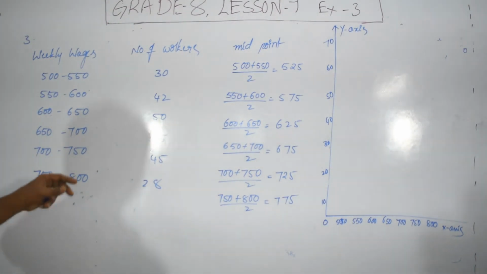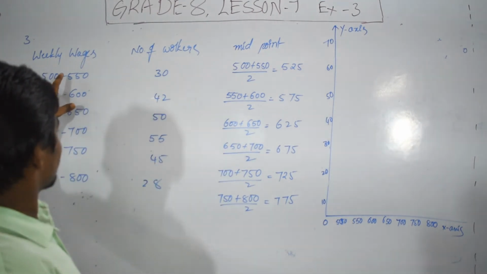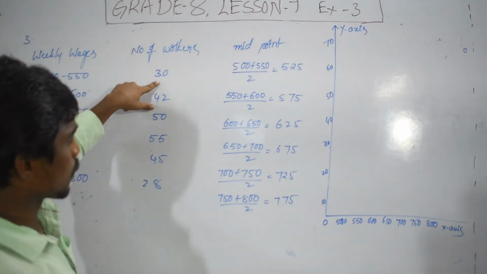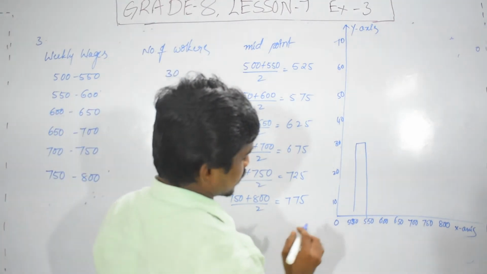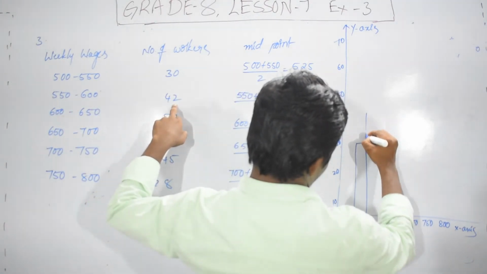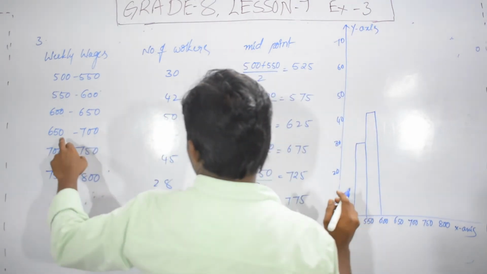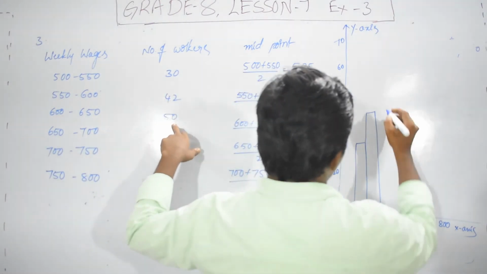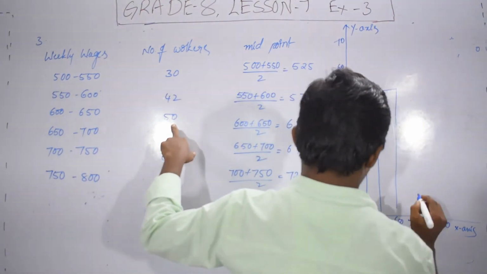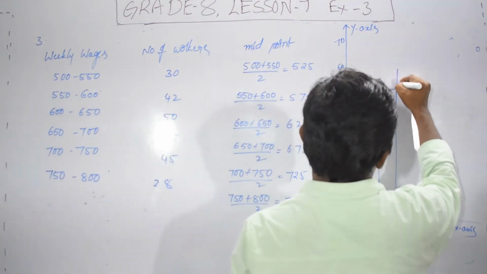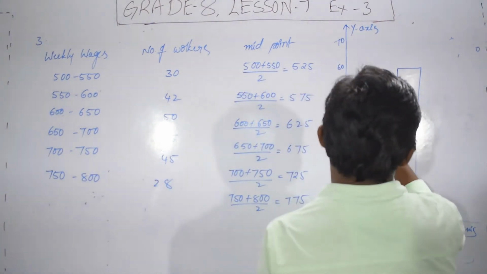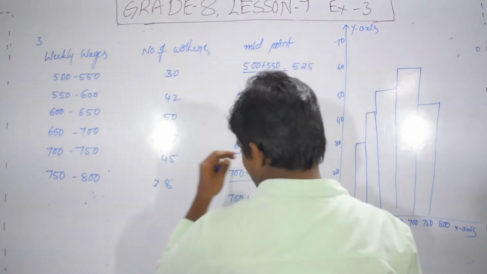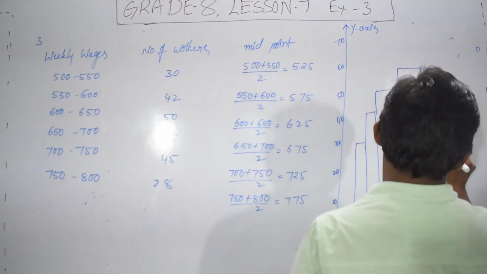Here see first. Where is 500 to 550? How many workers? 30. 550 to 600, 42. 600 to 650, 50. 650 to 700, 55. 700 to 750, 45. Next 750 to 800, 28. Nearly 30 workers.